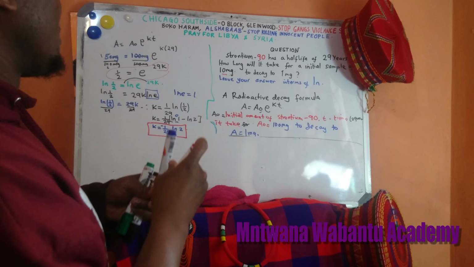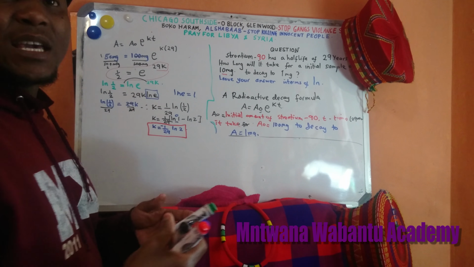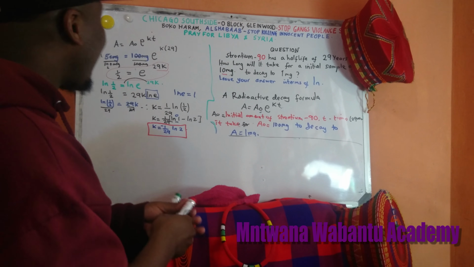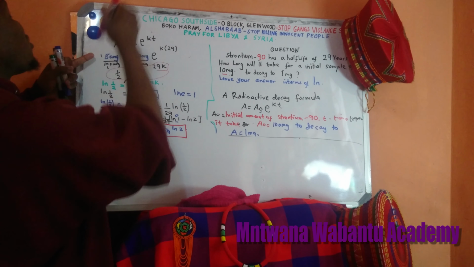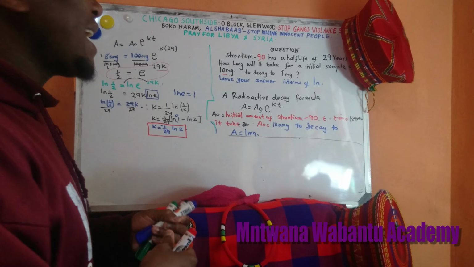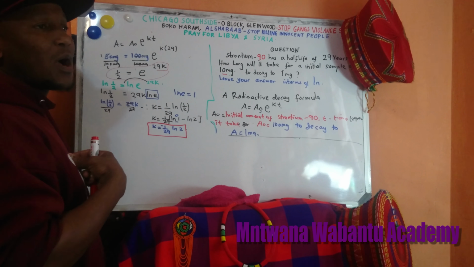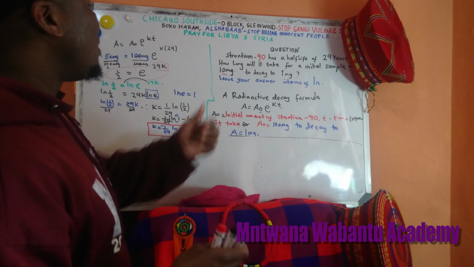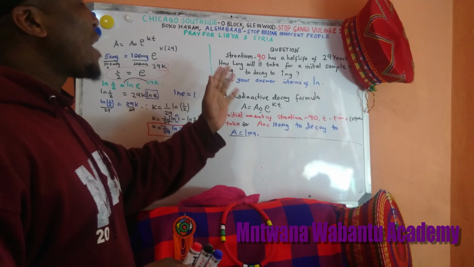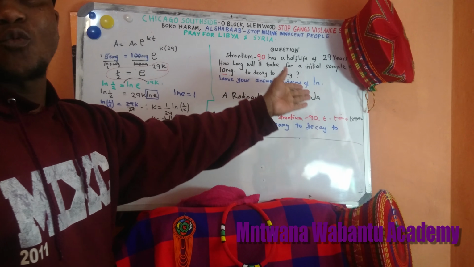So now what are we going to do? Remember, this value of K is for the half-life. What does that mean? It means the value was 100, and when it reached half-life, it decayed to 50. So we use that to our advantage to get the value of K. Now we use this value to answer how long it will take for the initial sample of 100 to decay to 1 milligram.